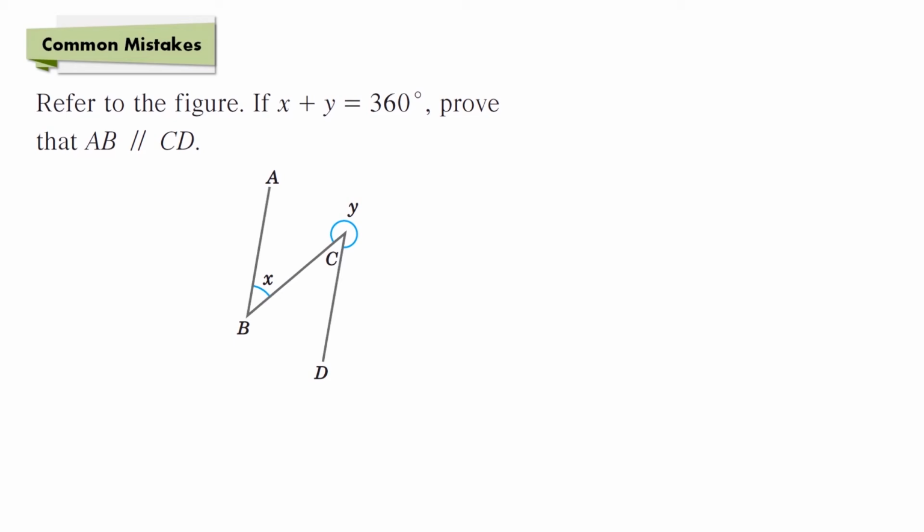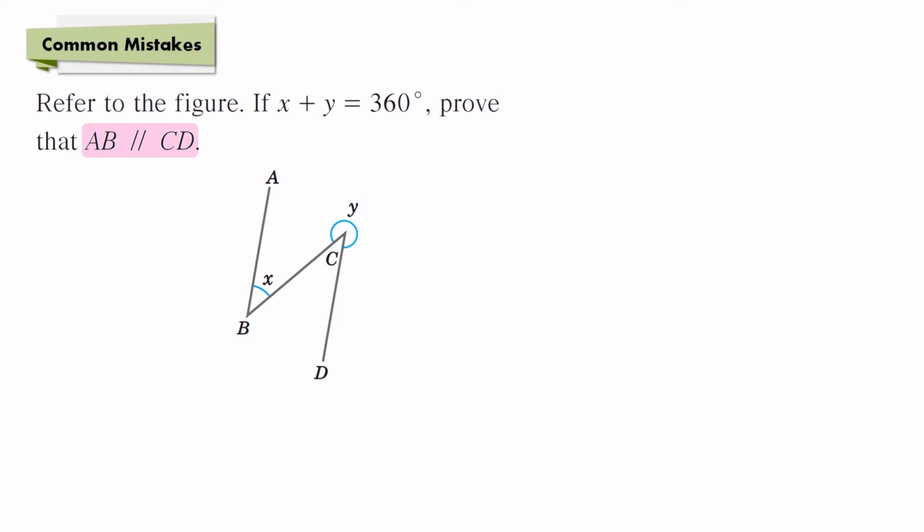Let's talk about a common mistake students usually make in this chapter. In this question, it is given that x plus y equals 360 degrees. And we have to prove AB is parallel to CD. The question asks us to prove that AB is parallel to CD.